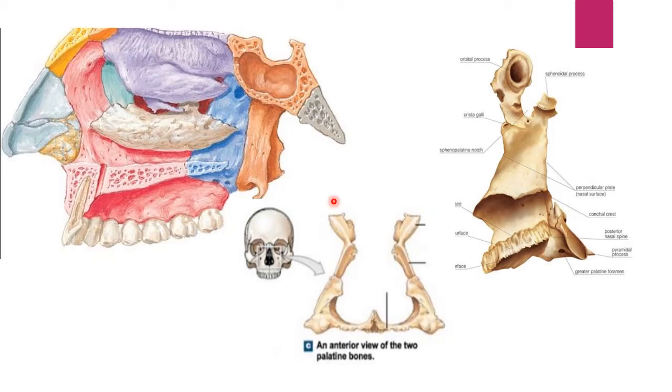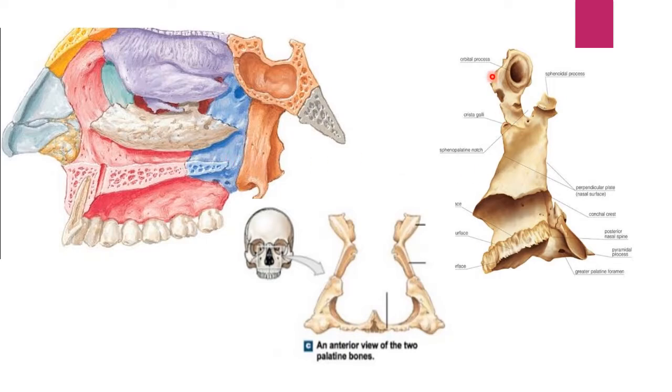In this diagram we can see the lateral wall of the nose. These are all the bones and cartilages which take part in the formation of the lateral wall of the nose, and this one in blue color is the palatine bone, the perpendicular plate of the palatine bone with the sphenopalatine foramen. This part of bone forms the medial boundary of the pterygopalatine fossa.